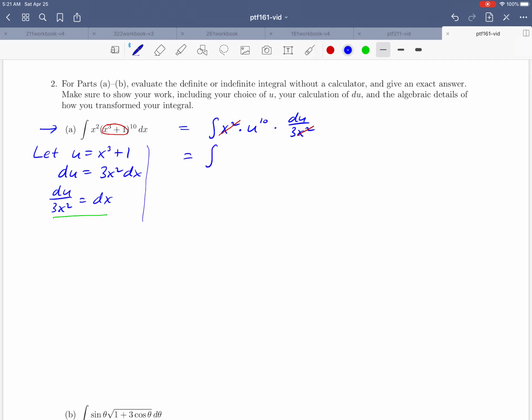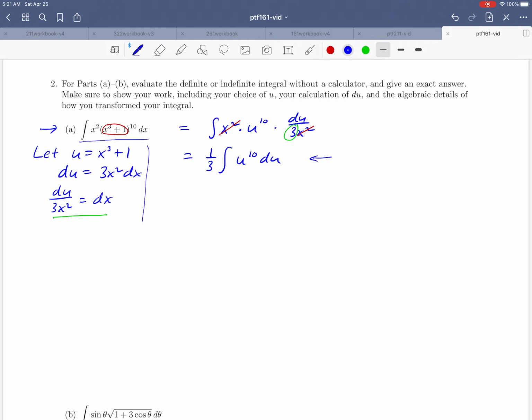Okay, and rewriting what's left over, we might notice that there's this 3 in the denominator. That's a constant, and so we're free to pull that outside of our integral. Let's do that. And what's left over inside is just u to the 10th du. Okay, so notice that we've taken the integral that we started with over here that was pretty complicated, and we've transformed it into a much easier integral, u to the 10th du.